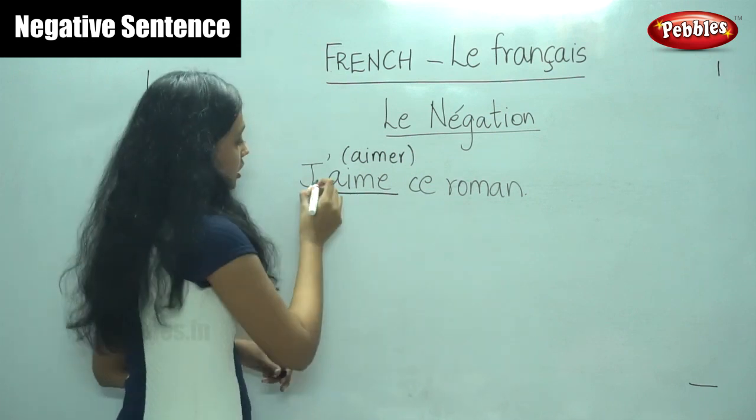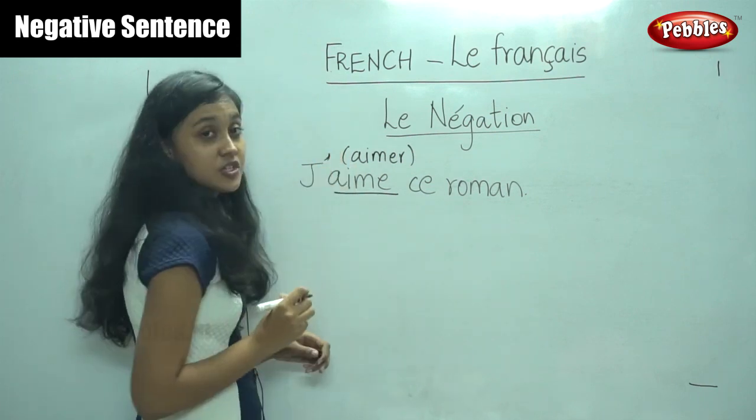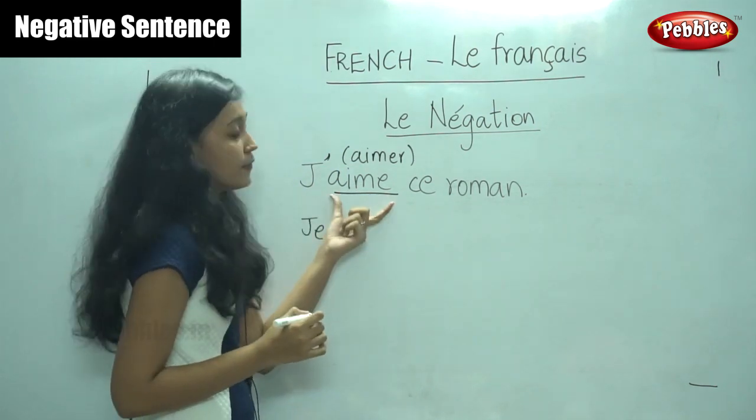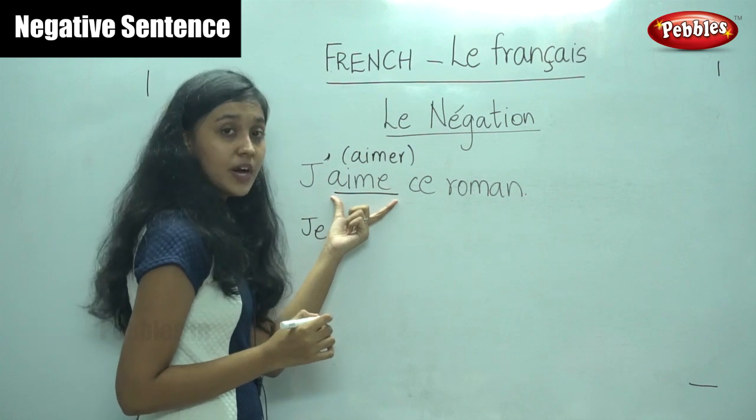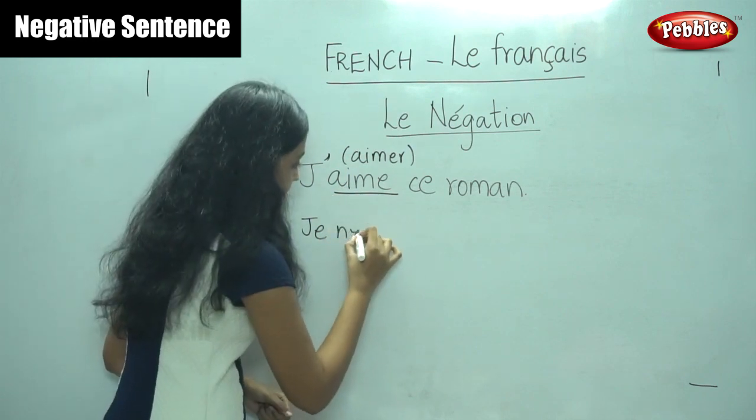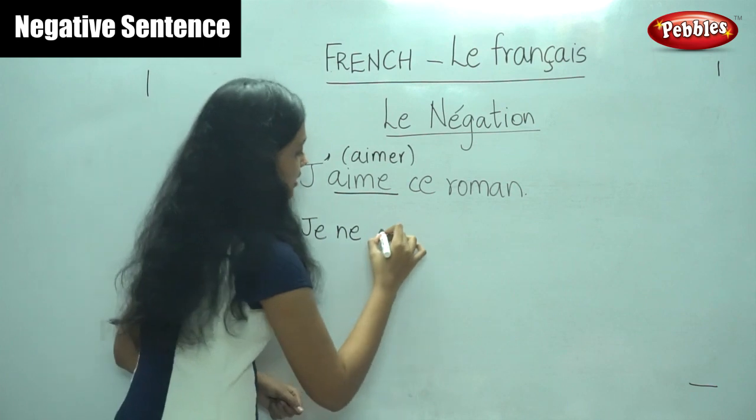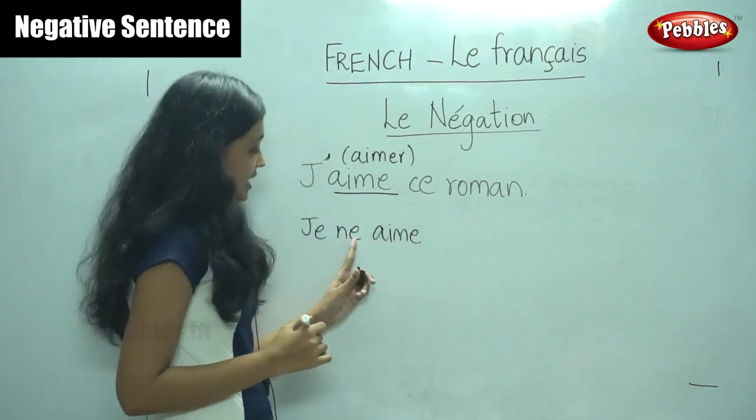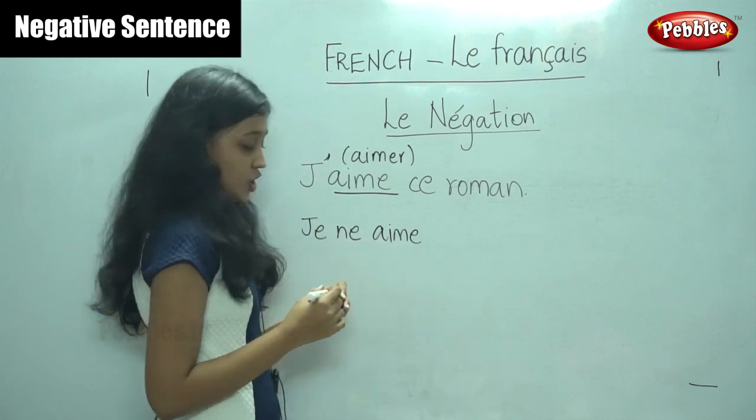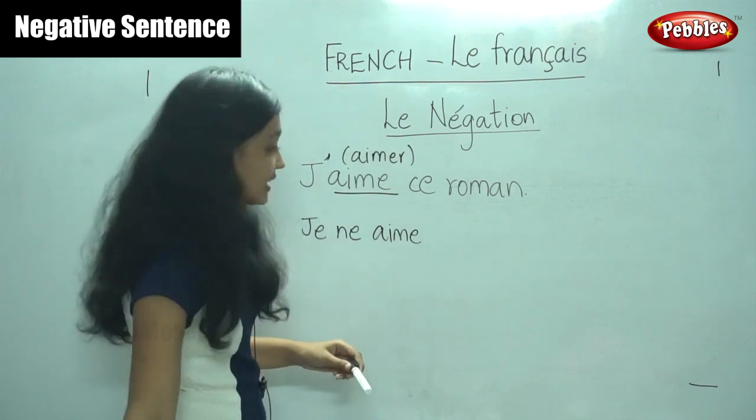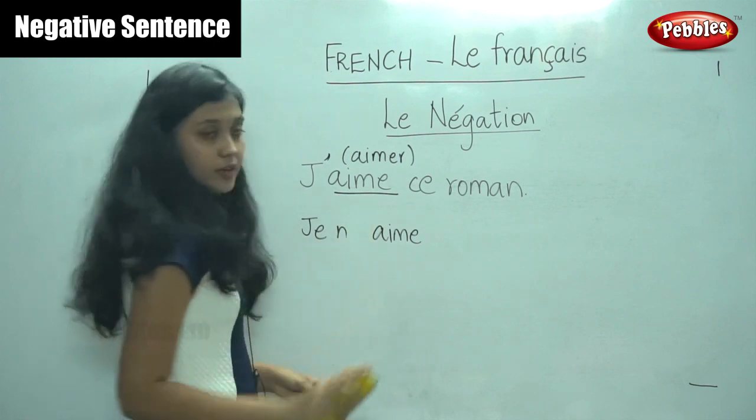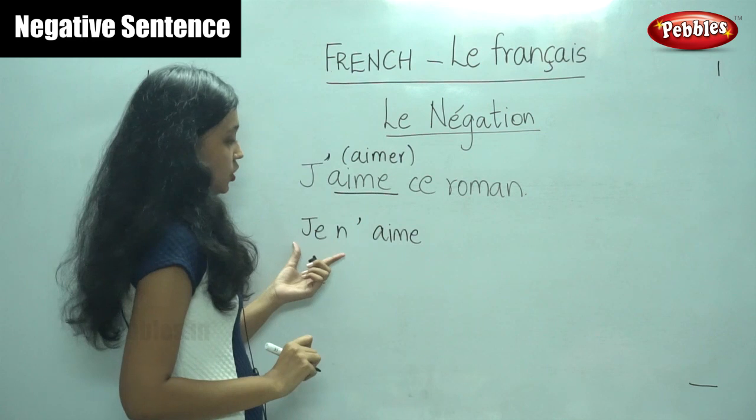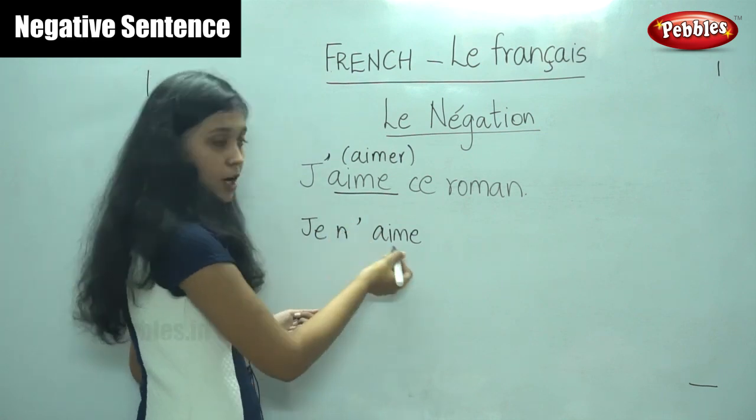So, here this is an apostrophe. So, we would write je. Before the verb, what will you add? Ne. And aime. But, as you can see, there is a vowel clash here. So, what would we do when there is a vowel clash? We would remove this vowel and place the apostrophe here. So, we have placed n before the verb.